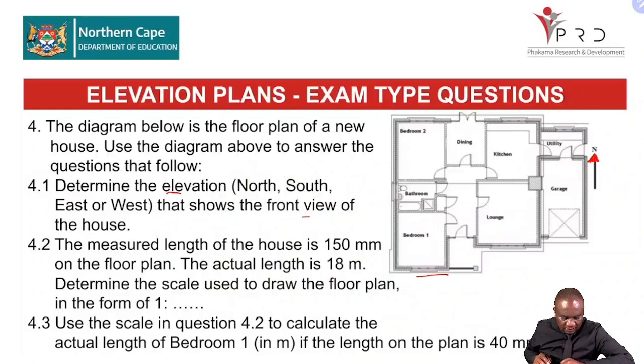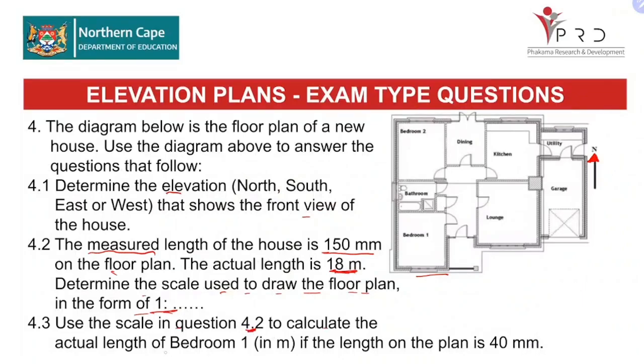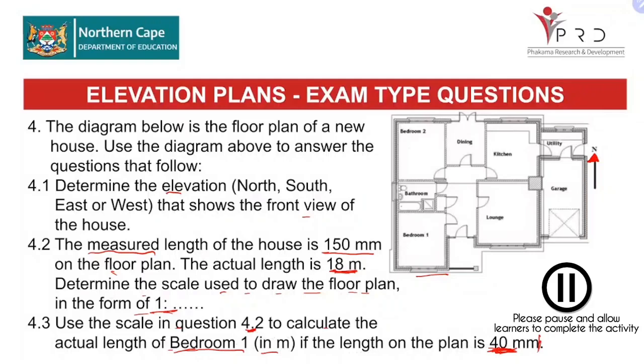Upwards, north. The measured length of the house is 150 millimeters on the plan. The actual length is 18 meters. Interesting. Determine the scale used to draw the floor plan in the form 1:2. Right? And then use the scale in question 4.2 to calculate the actual length of bedroom 1 in meters if the length on the plan is 40 millimeters. I hope you can see this here, right? 40 millimeters. Let's answer all these questions in 5 minutes.